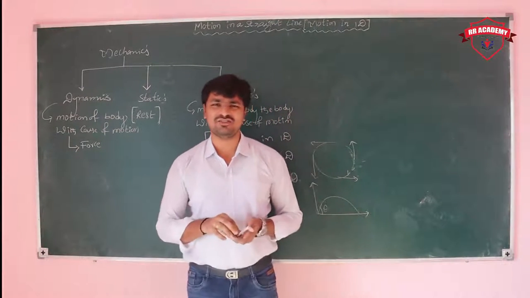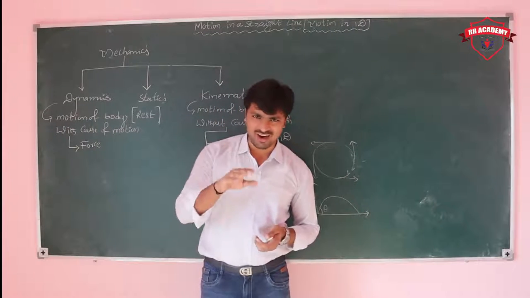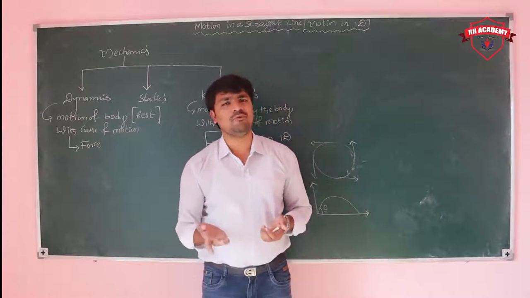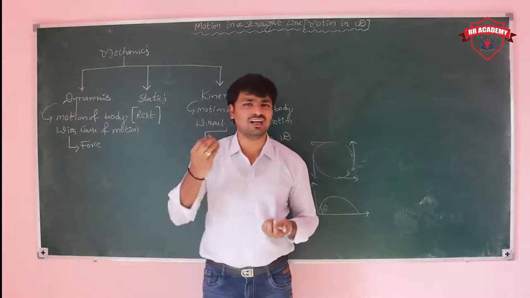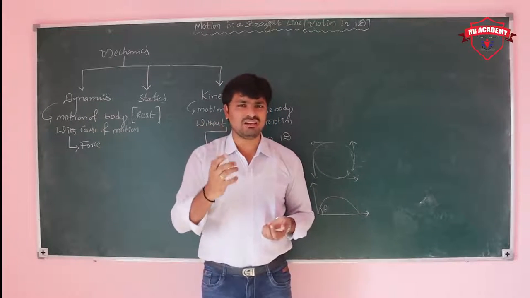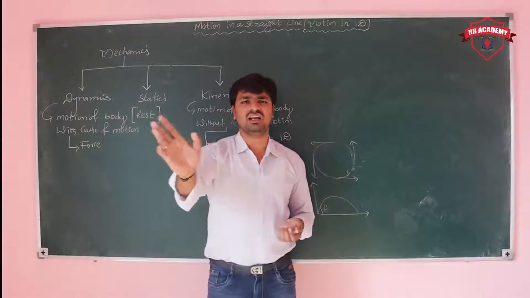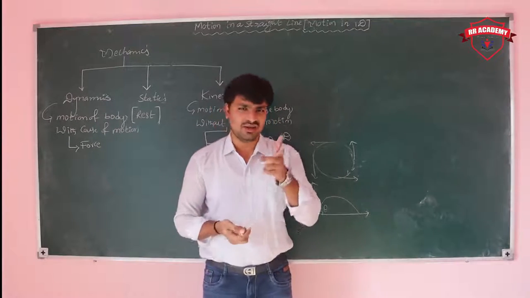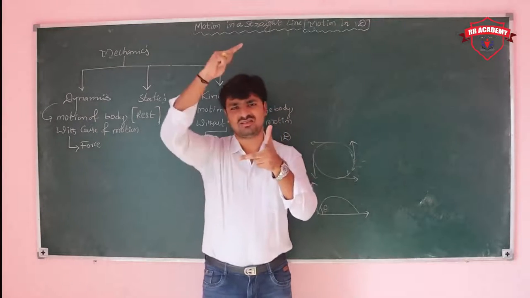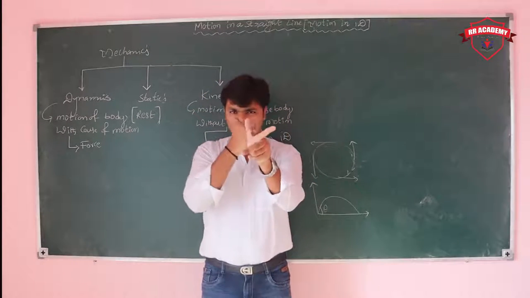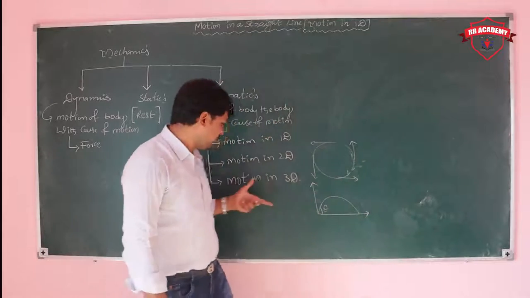What is the direction of the dust particles? Are they moving downwards? No. Upwards? No. Forward? No. Backward? No. That means we are not able to say they are moving in a particular direction. They can move in any direction three-dimensionally. Three-dimensionally means like this: forward, this side, this side. They can move in any particular direction. So that's why we give it 3D.